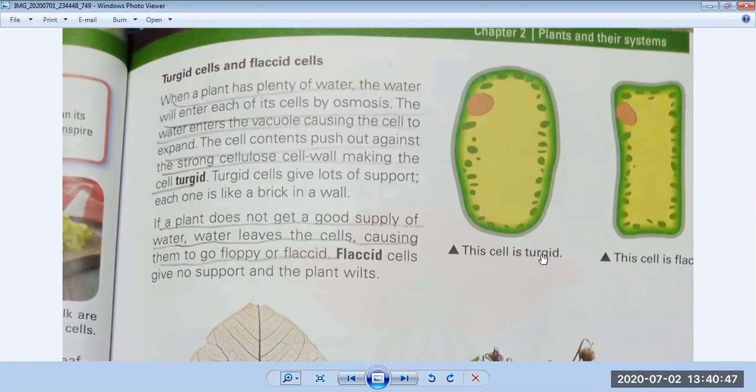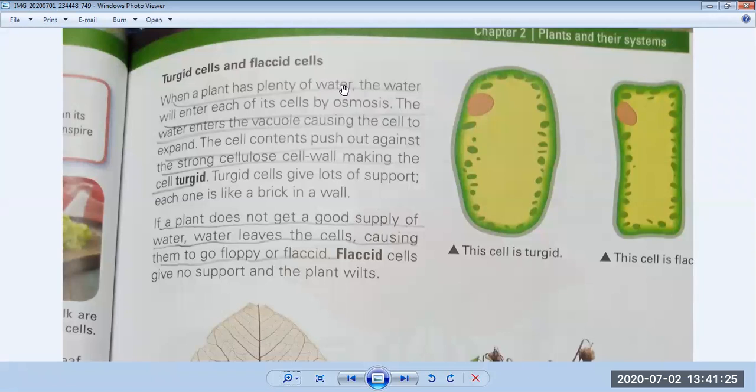You have to know the meaning of turgid. Turgid means swollen, which becomes swollen and hard, and flaccid means soft, which has no strength. This is a strong cell, and this is not a strong cell. You can see when a plant has plenty of water, this line shows that water plays the most important part in the life of a plant, because all functions in the body of a plant happen due to water.